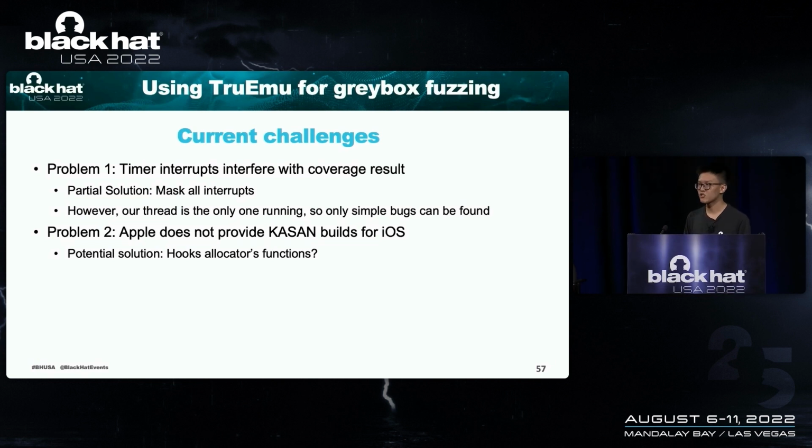Our current solution for that is to mask every interrupt possible. However, without interrupts, our thread is currently the only one running, so iOS will never know if the time slot for this thread has ended or not, so it will never switch to other threads, which reduces our fuzzing hardness. The second problem is that Apple does not provide sanitizer builds for iOS. So maybe we're thinking about hooking allocator functions, hooking malloc and free and trying to watch what iOS is doing, but this is still very far from perfect.